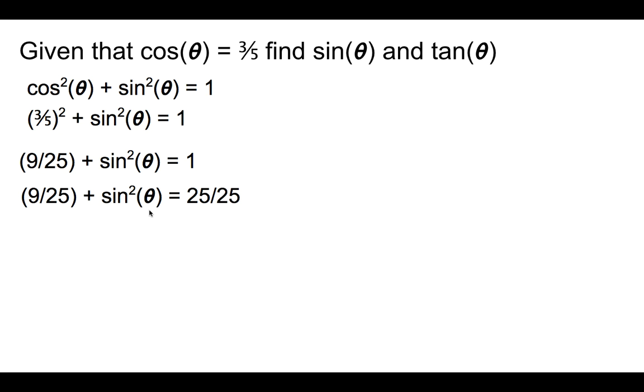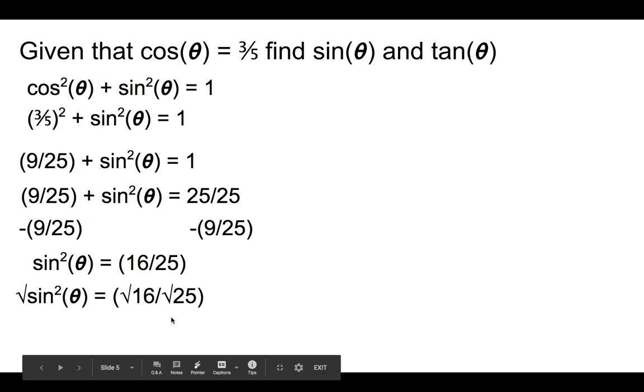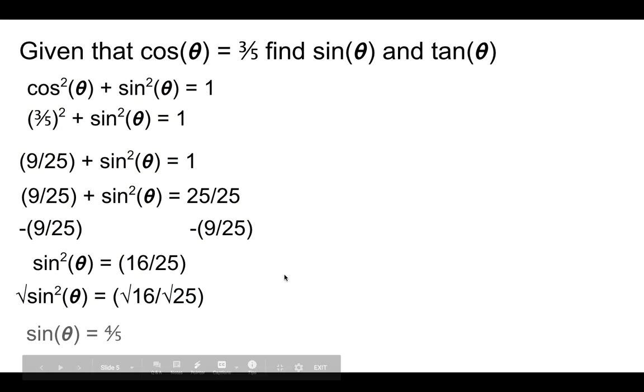I want to get sine squared theta by itself, so I need to get rid of this 9 over 25. I'm going to subtract 9 over 25 from both sides of my equation. So sine squared theta is equal to 16 over 25. But now I need to eliminate my square. Remember, the inverse operation for squaring is taking the square root. So I'm going to square root both sides. And when I square root both sides, that means I'm square rooting the 16 and the 25. So sine of theta is equal to 4/5.